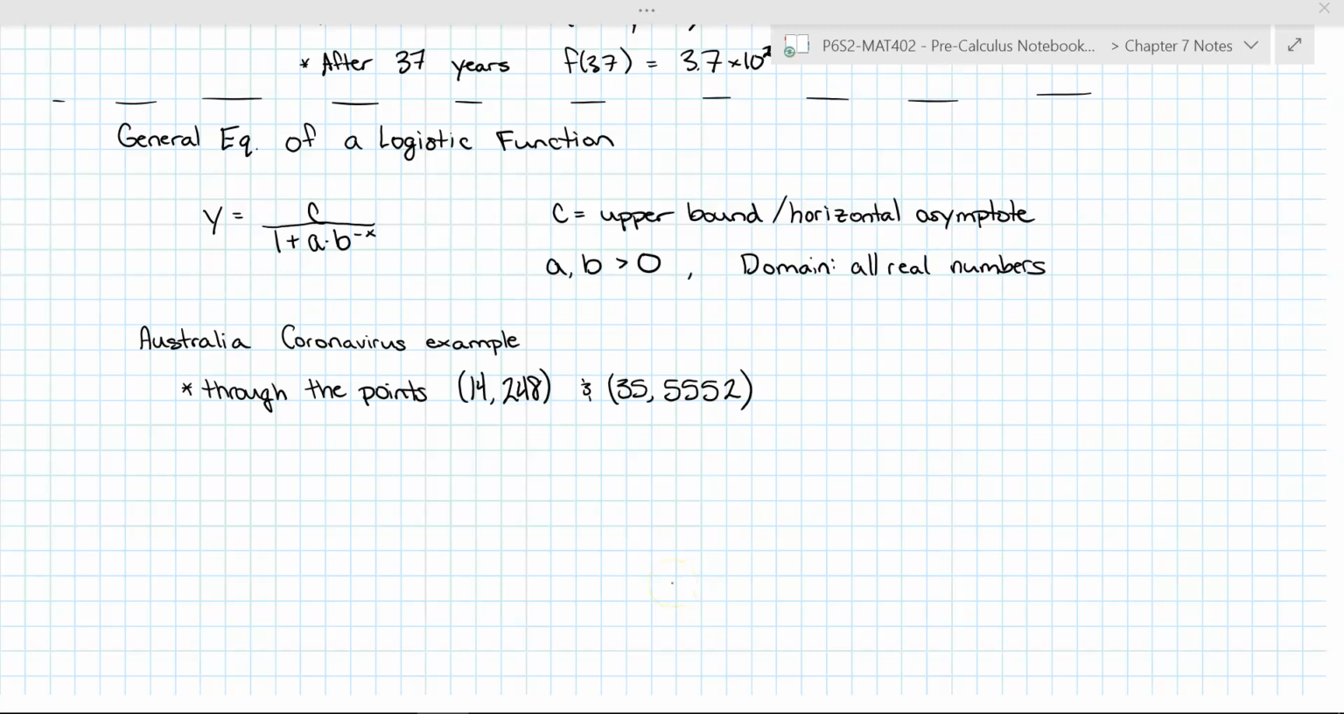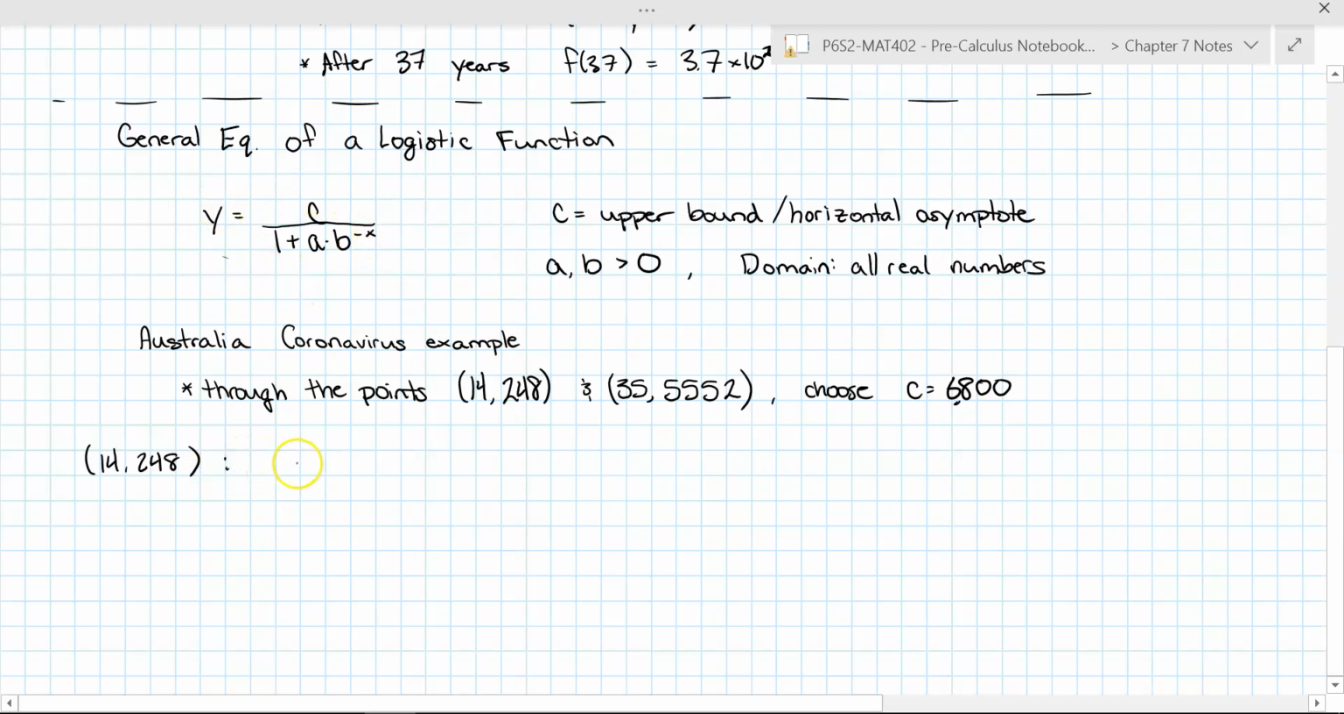All right, so we're just going to go through these 2 points and find an equation. We're going to choose a C value of about 6,800, a little bit more than the top actual point in that data. If we do this, we're going to create 2 equations just like we always have done before. It doesn't really matter which one you put on top or bottom. I'll just do the 14 comma 248 into this general equation.